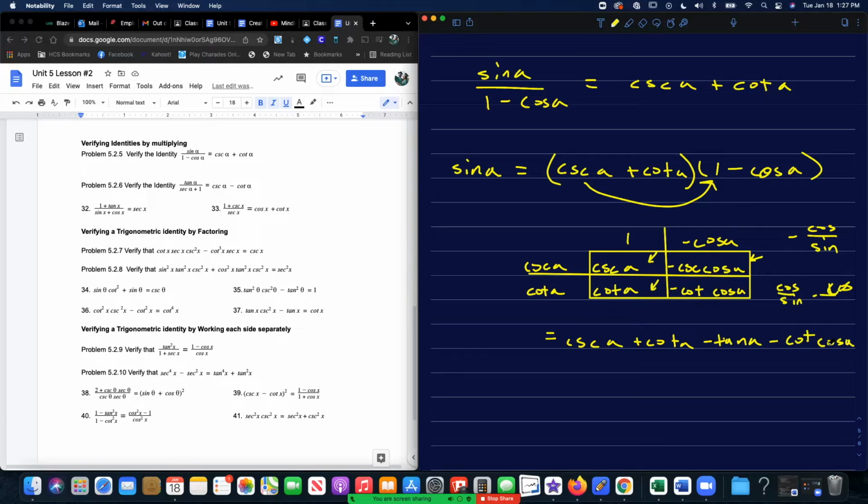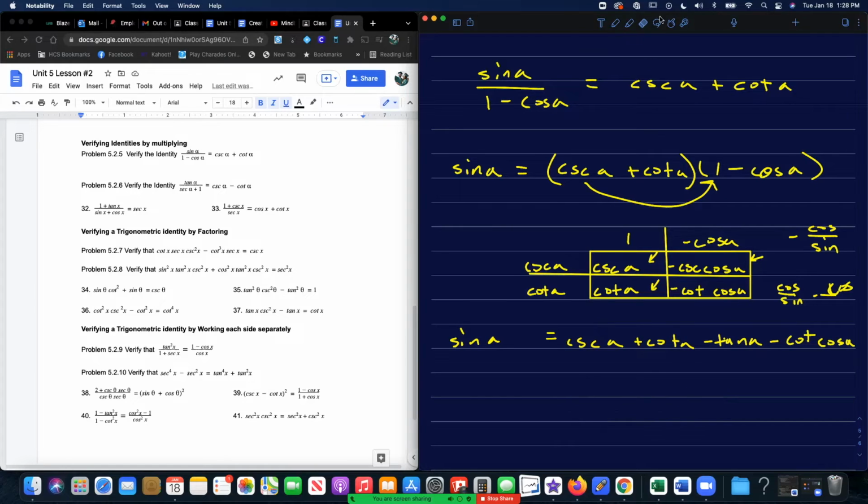Now, supposedly all of this is going to end up being just sine of alpha. So we need to think about how we could get this. Cosecant of alpha is 1 over sine of alpha. Cotangent of alpha is cosine over sine. Tangent of alpha is sine over cosine.